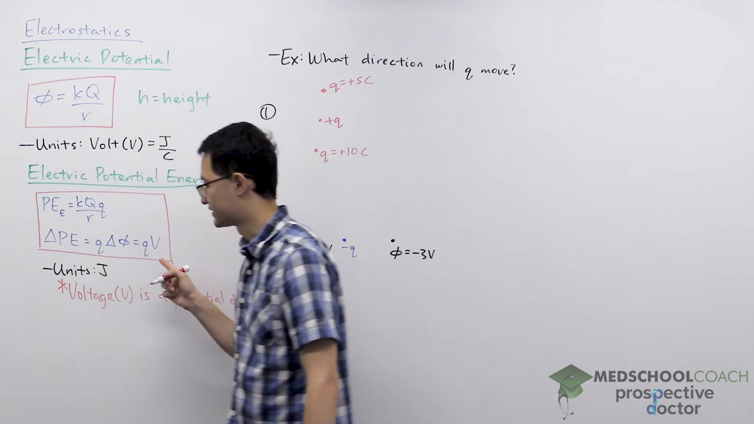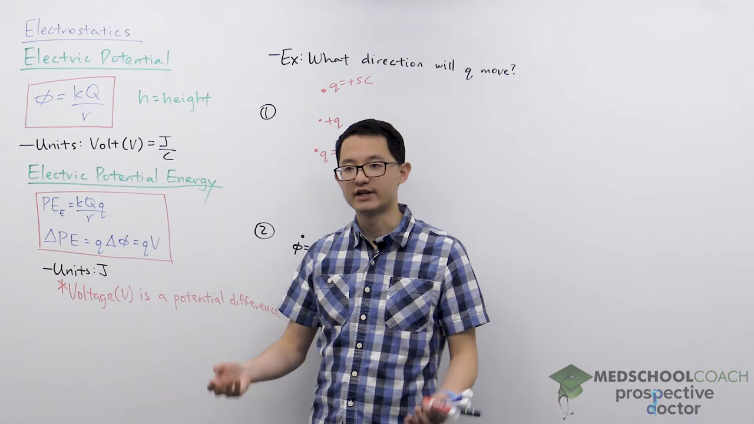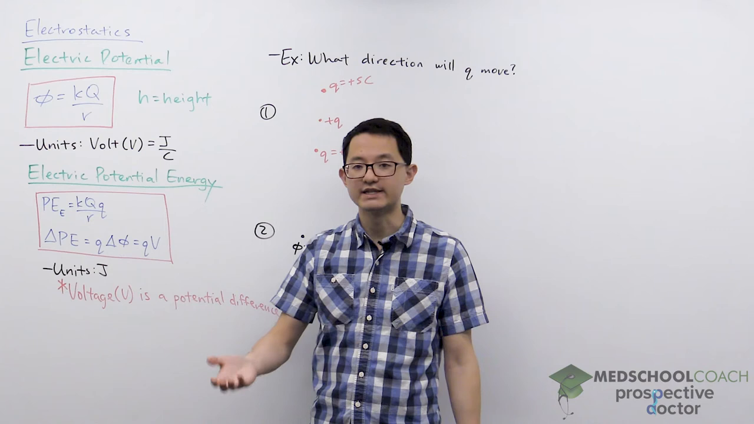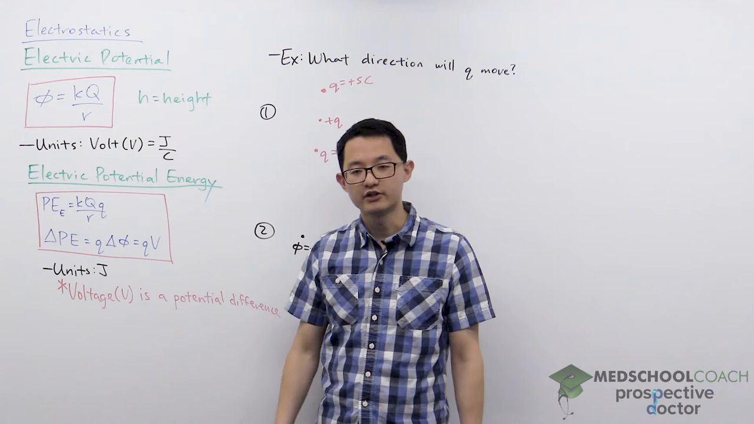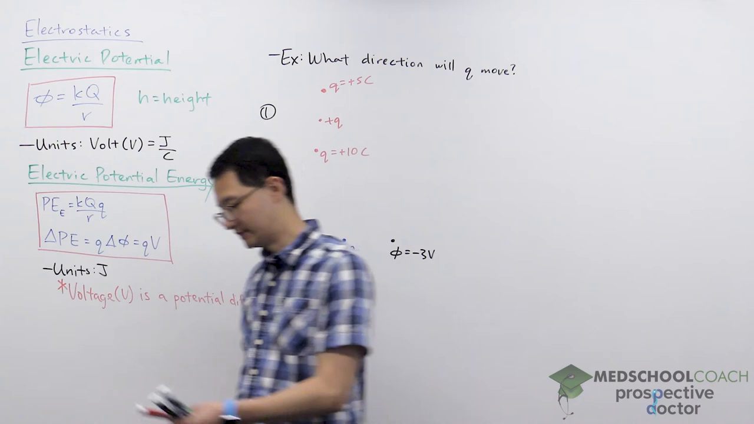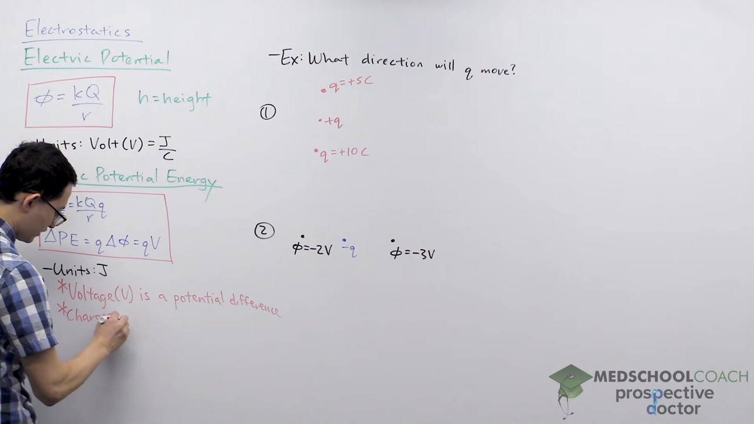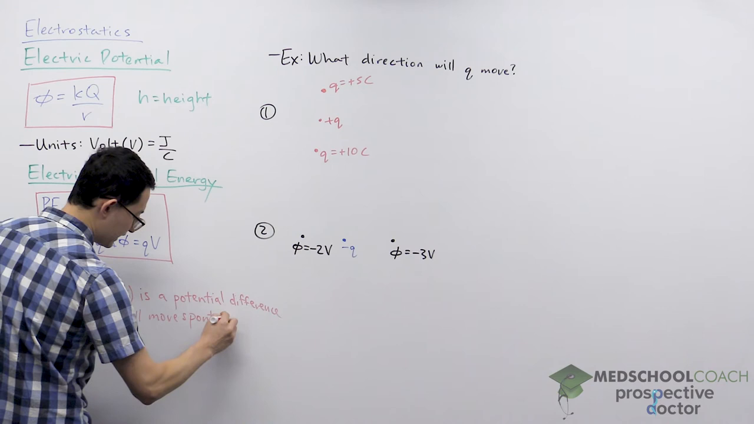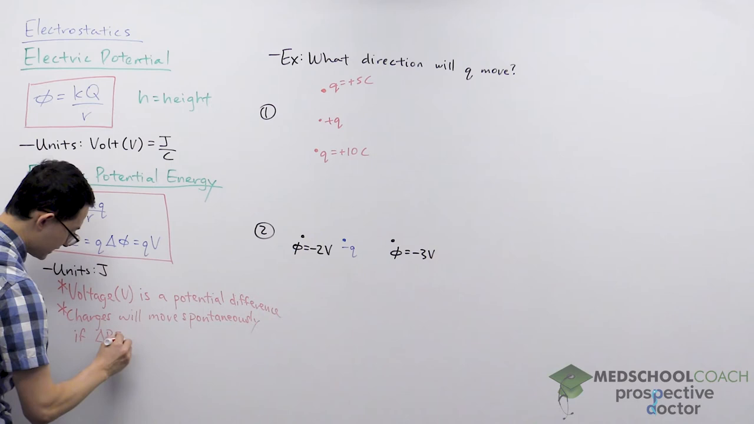The second important piece of information is, now thinking about change in potential energy. For gravitational potential energy, an object will fall spontaneously because that involves a decrease in potential energy. So the same is true for electric potential energy. Charges will move spontaneously if that involves a decrease in the potential energy. So I'll make a note here. Charges will move spontaneously if the change in potential energy is negative.